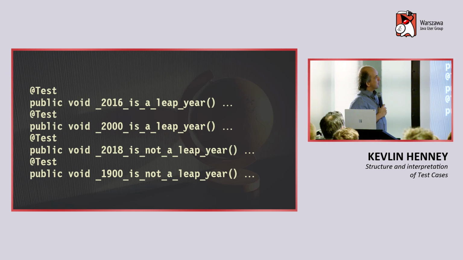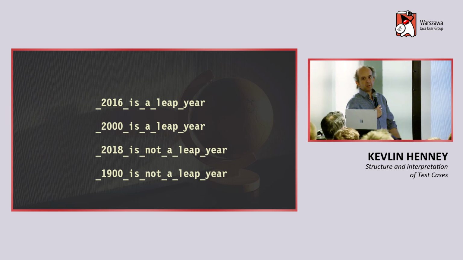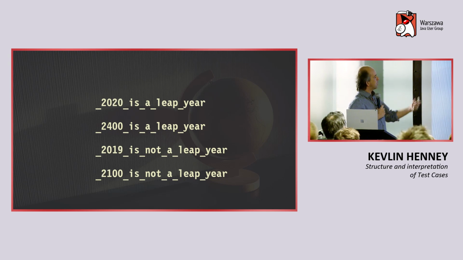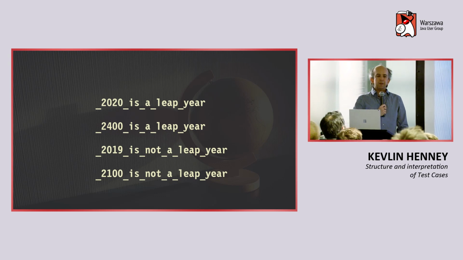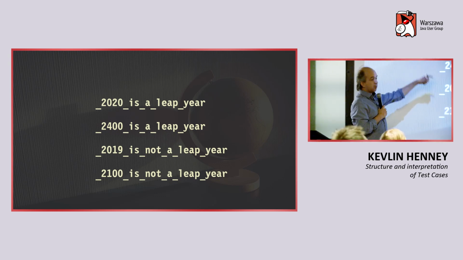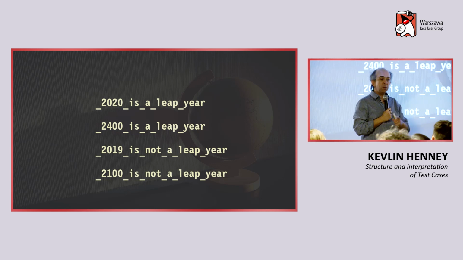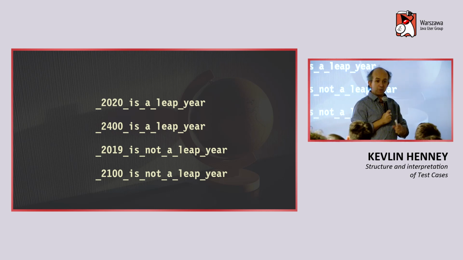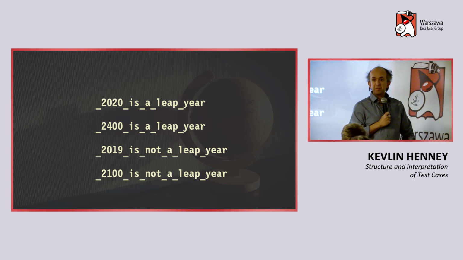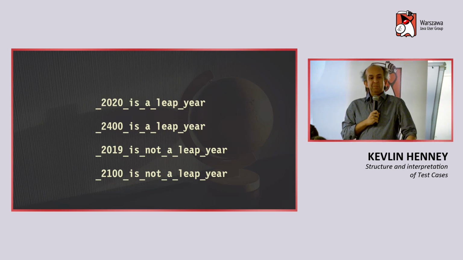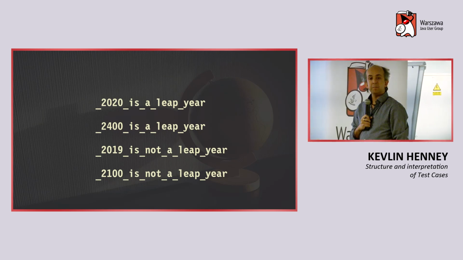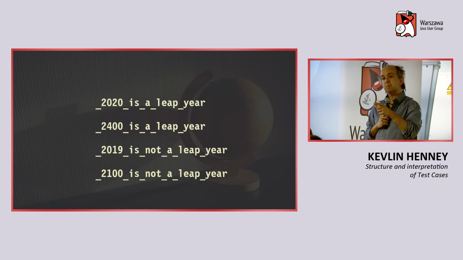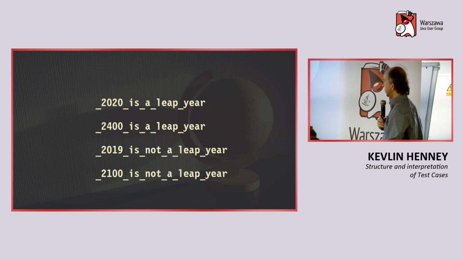But what is interesting is if I just drop this out, let's just focus on the names. What happens if I change this to 2020 and I change that to 2400 and 2019 and 2100? It turns out that all of these are also valid. Now, if you did not know what a leap year was, all I've given you is 4 different numbers. I gave you 4 numbers before. I've now given you 4 different numbers. Have you learnt how to determine for yourself what a leap year is?